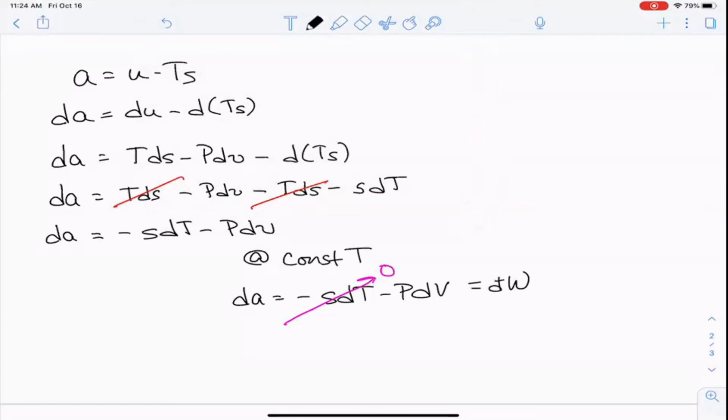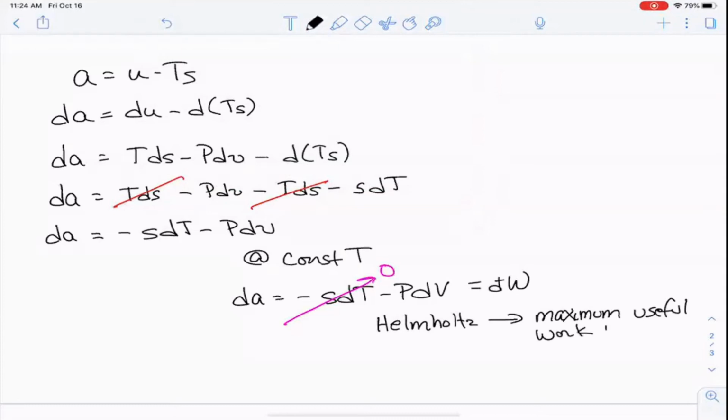And because of this, it's often said that the Helmholtz energy gives you the maximum useful work that is possible. Okay?